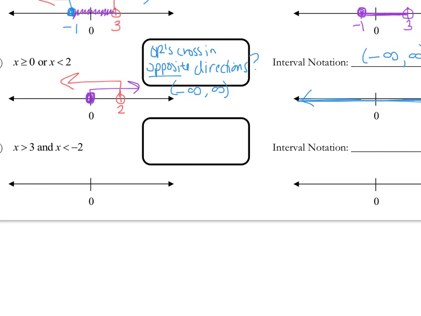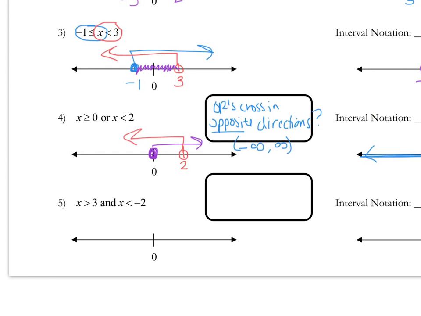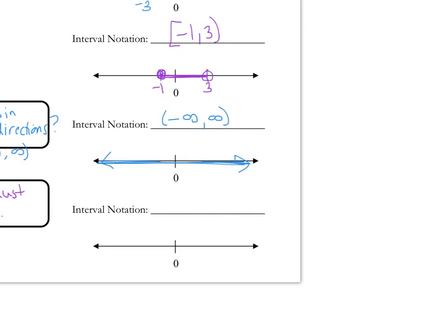All right, last example. So x is greater than 3, and x is less than -2. What has to happen for an "and" compound inequality? The graphs must cross, or intersect, or overlap, however you want to think of it. So in this example, do they overlap? Hopefully the answer is no. So therefore, there cannot be any solutions, and we do not put anything on the graph.